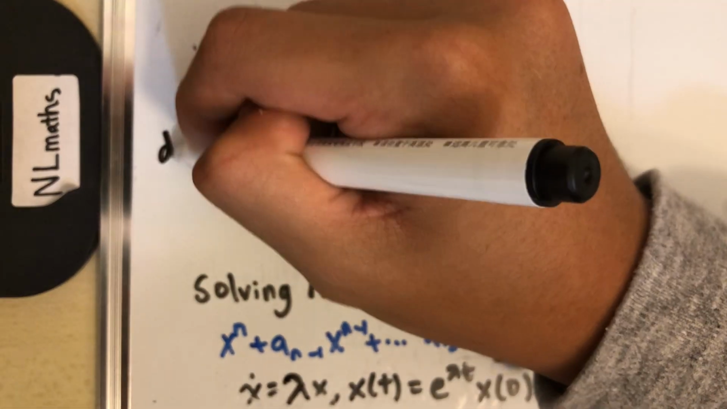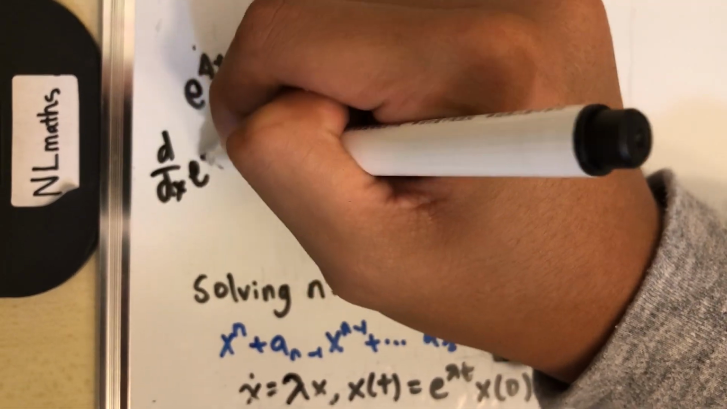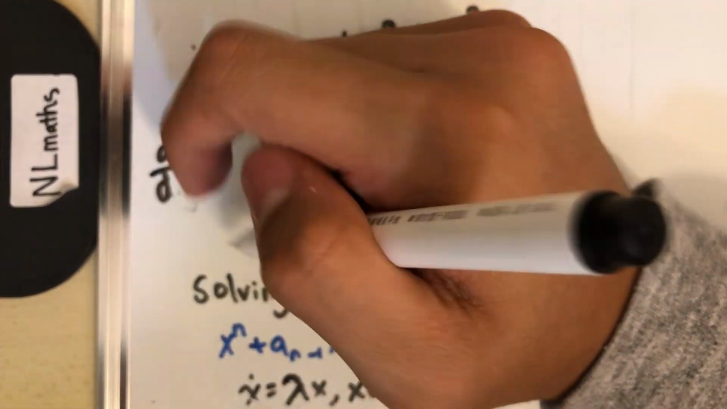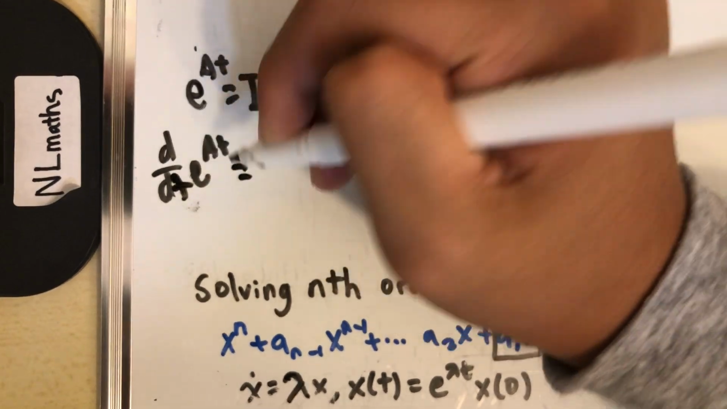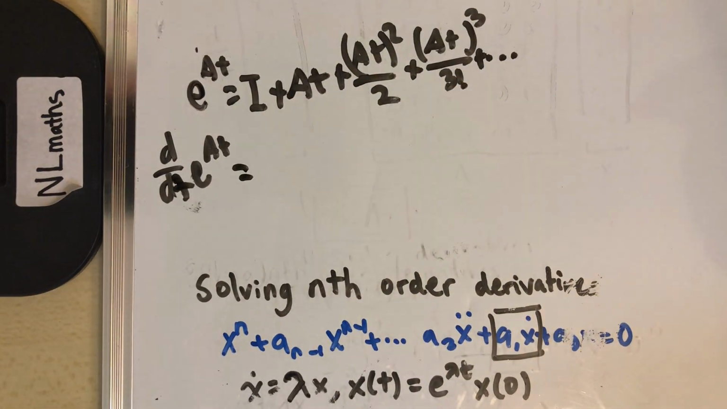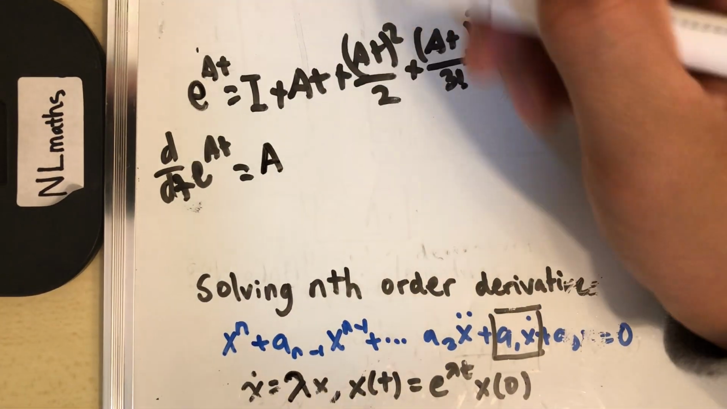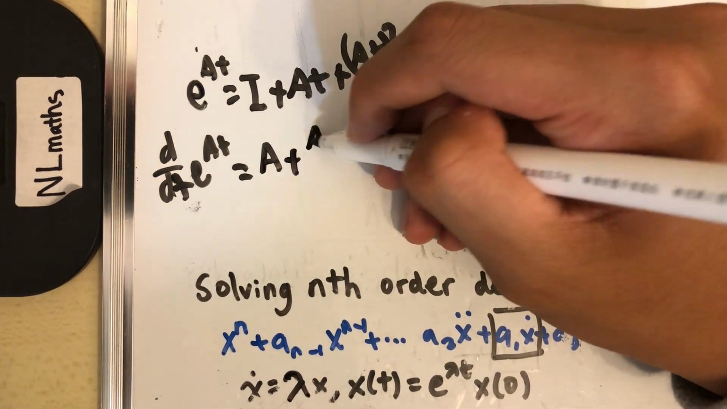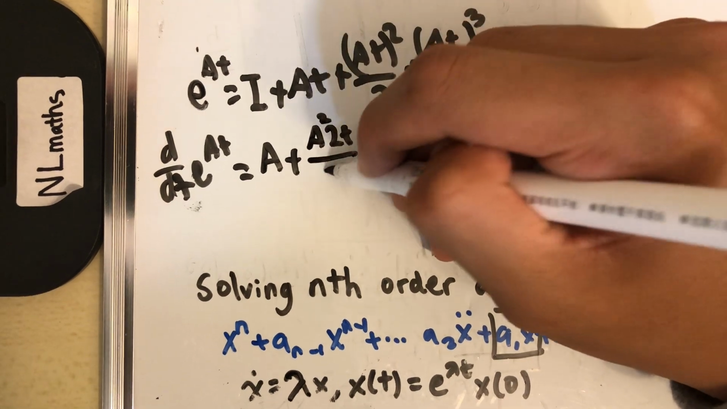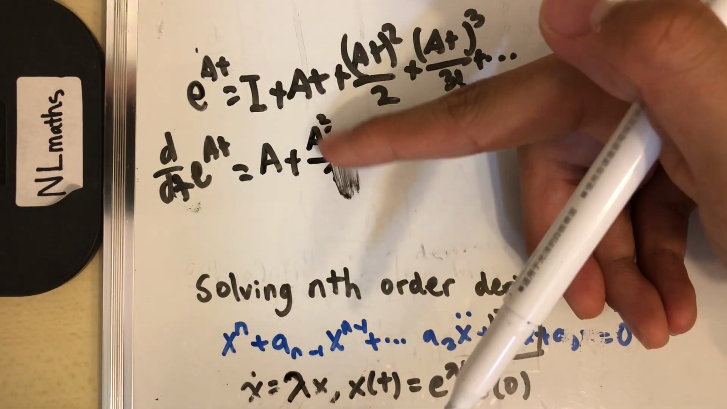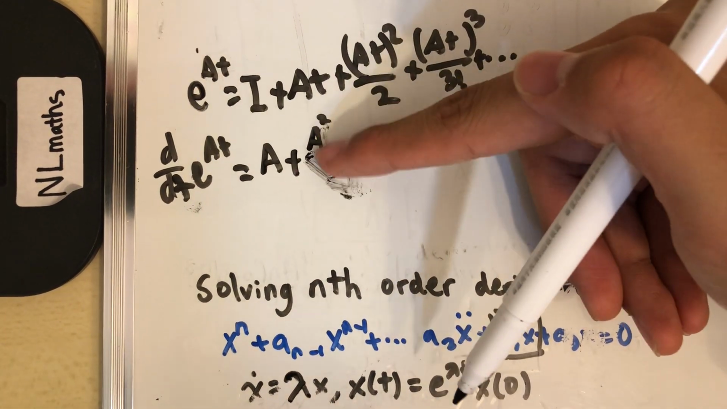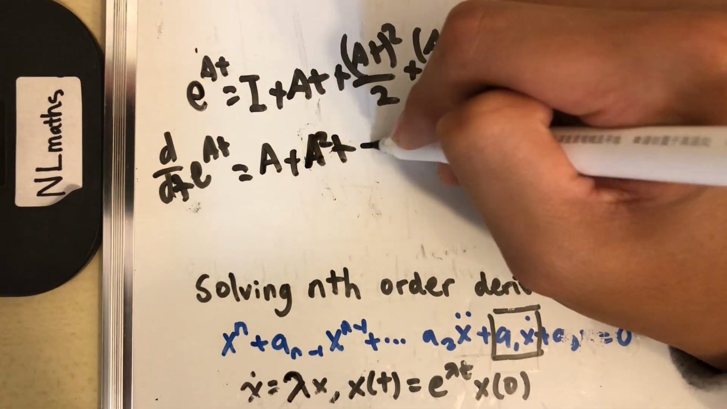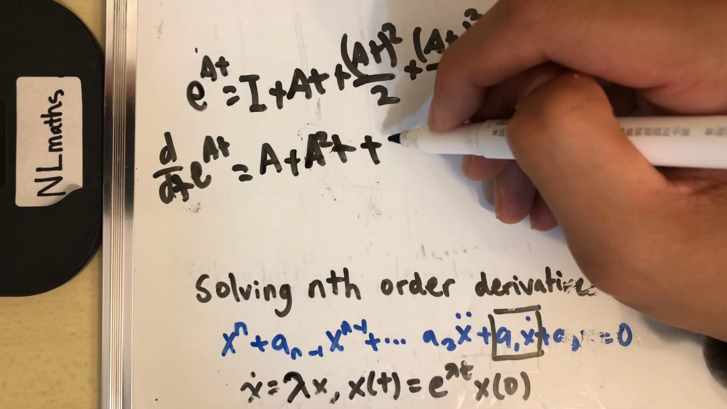Sorry, not d by dx, it's d by dt. So, the I term goes away. Then we're left with A, because t disappears, and then plus A squared t squared, which means A times 2t. So A squared times 2t over 2, which cancels out, which means that this is only A squared t. And then plus A cubed t squared over 2.